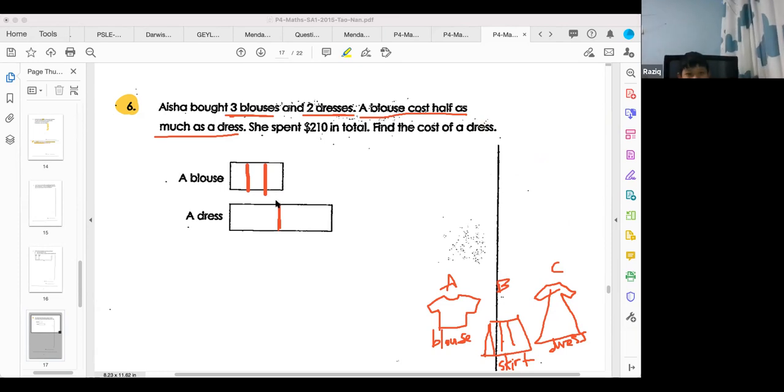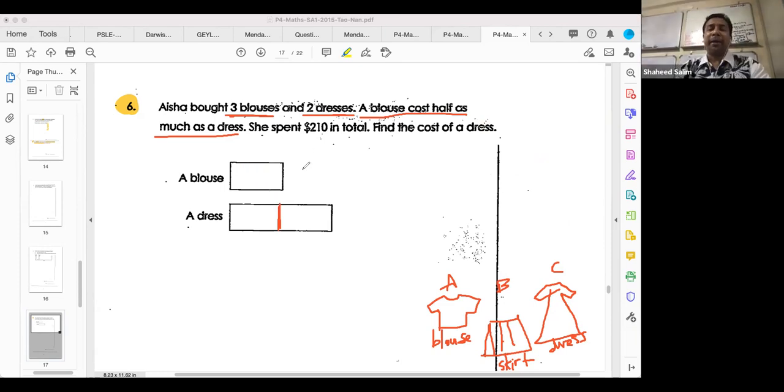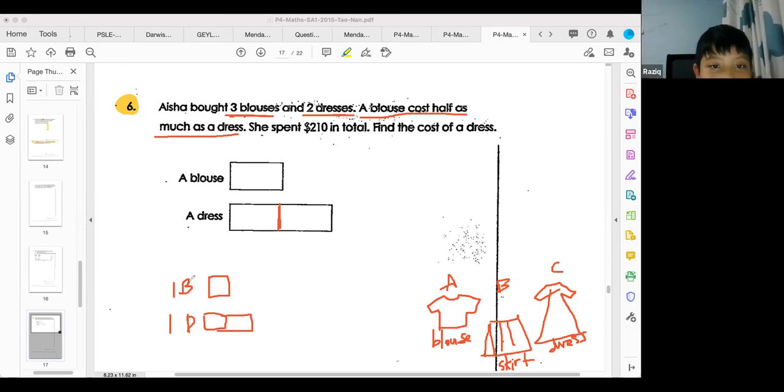Not that way, cannot cut that way. Okay, wait. We draw the blouse. One blouse is 1 square. This is 1 blouse. 1 dress is 2 squares. So you draw now. Blouse, how many squares are there? Yeah, correct. Draw. We want 3 blouses. Wait, the one is only 1 blouse.